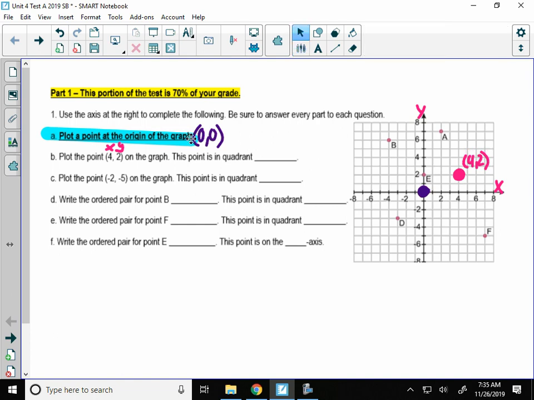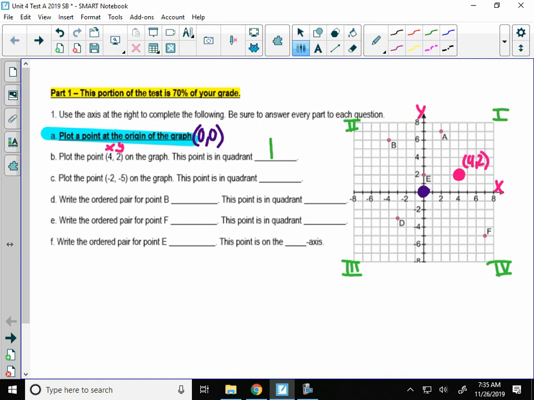We have to know your quadrants. You have to know that 1 is over here. 1 is the first one over here on the right, top right. Number 2, I go counterclockwise. 3 is in the bottom left. And 4 is over here. Now, you do not have to do Roman numerals. 4, 2 is in quadrant 1. You can just put a 1 there. It doesn't have to be Roman numerals, but you should know that that is quadrant 1.